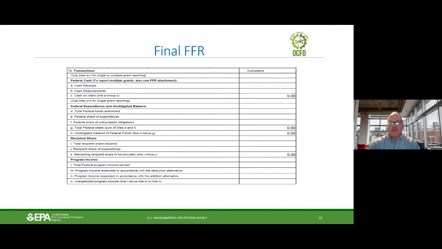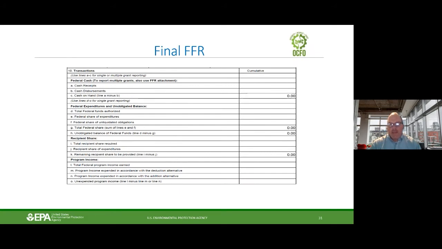It is not required. Will we reject your form and send it back if you do fill it out? No, unless it completely has weird numbers or something on it. But you do not have to do it. So don't fret over 10 A, B, or C when you are going to close out your grant. It is only required on the interim reports.